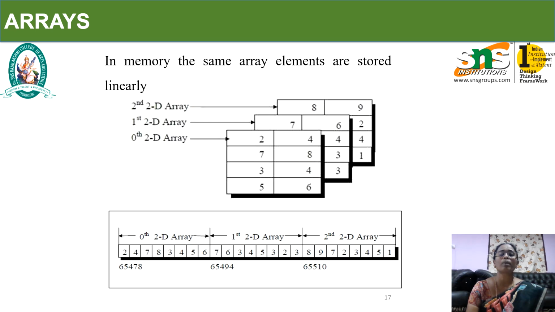A 1-dimensional array has only a row, a 2-dimensional array has rows and columns, whereas the 3-dimensional array has an additional axis, and so on.